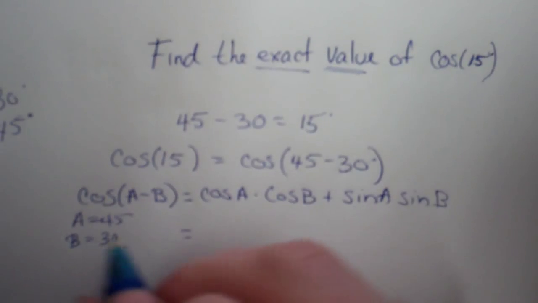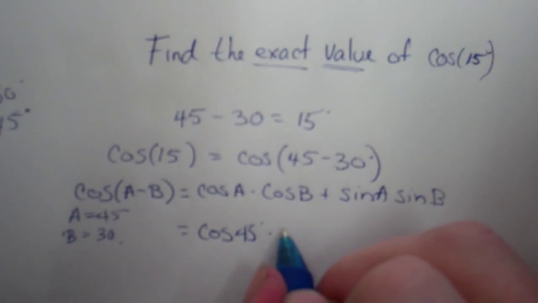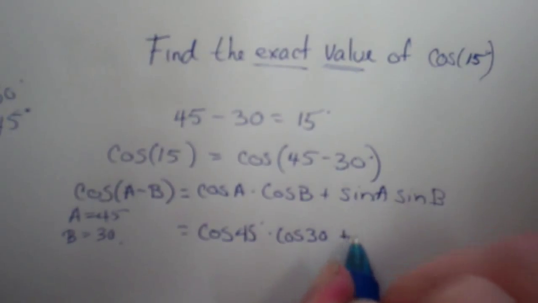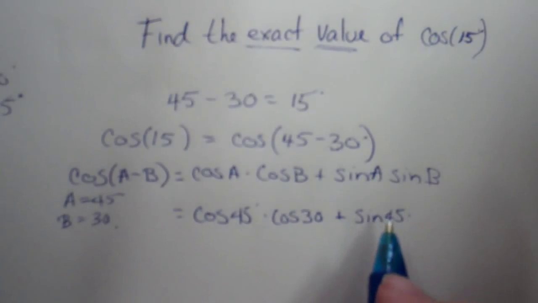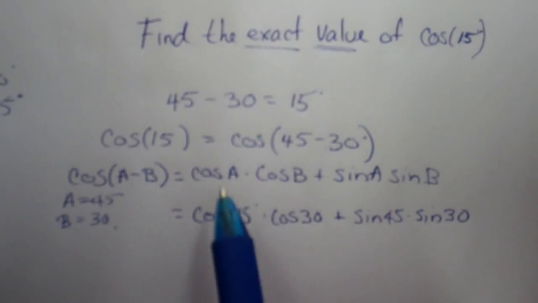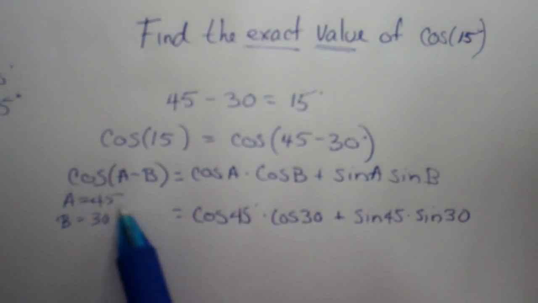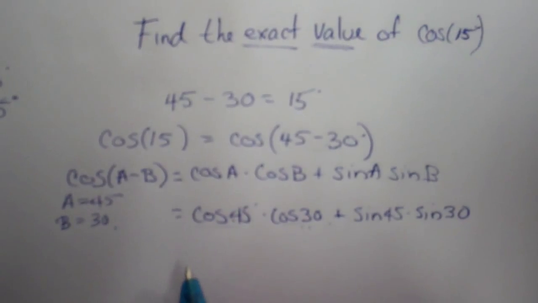So the cosine of 45 degrees times the cosine of 30 degrees plus the sine of 45 degrees times the sine of 30 degrees. We just made those substitutions, the A's and the B's, based on what we have right here and using this formula. But we can go a step further, because we know the exact values of these, since 45 and 30 are special angles. If you don't have these memorized, you need to start memorizing these now.